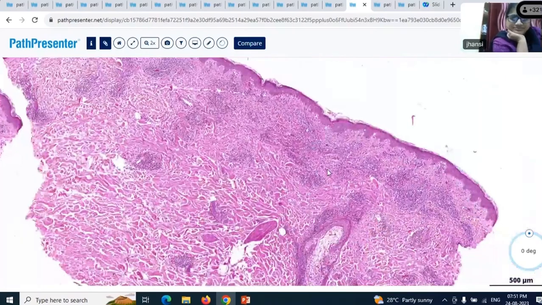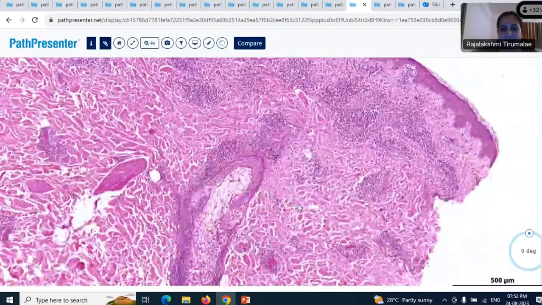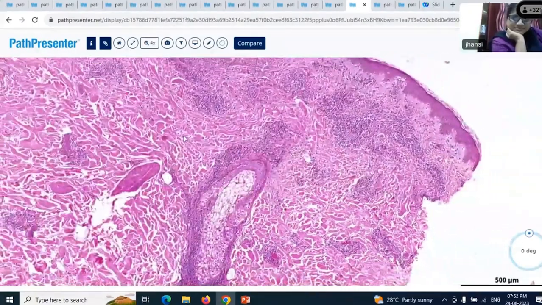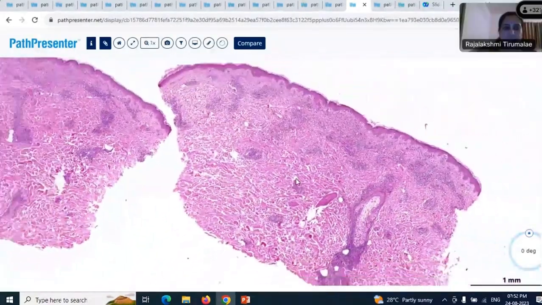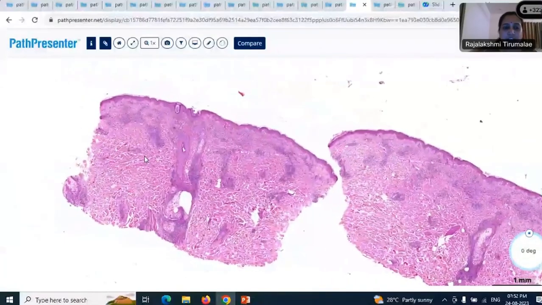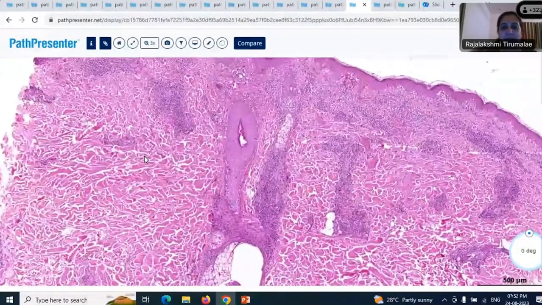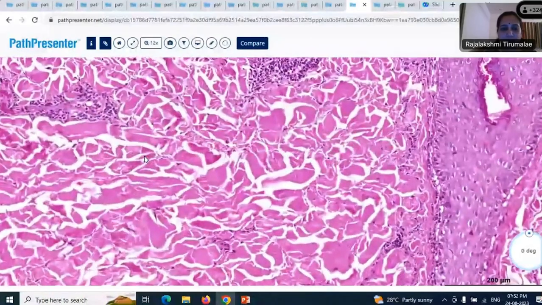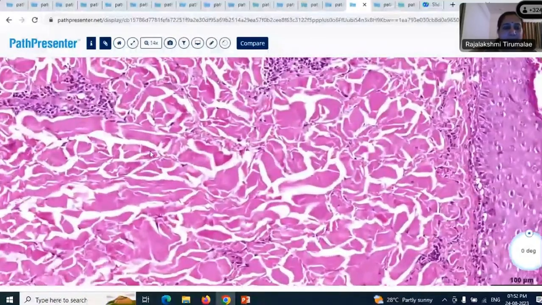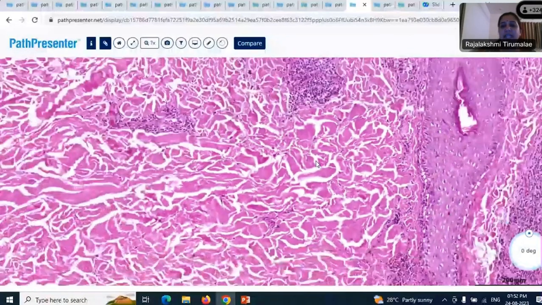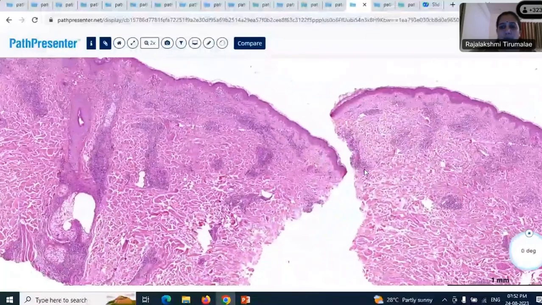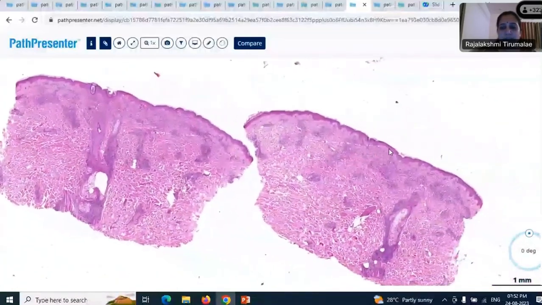And what stain can you do to highlight that? Yes, you can do an Alcian blue stain. So if you do an Alcian blue stain, the mucin will be highlighted. In fact, it's all over the reticular dermis. If you go higher and see, it appears as this pale blue stringy substance in between the collagen, right? So what would you like to give as a diagnosis on this case?